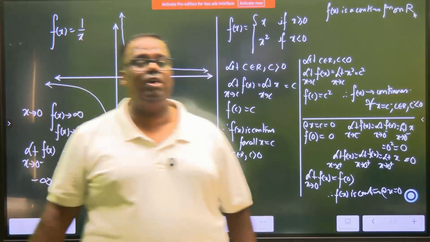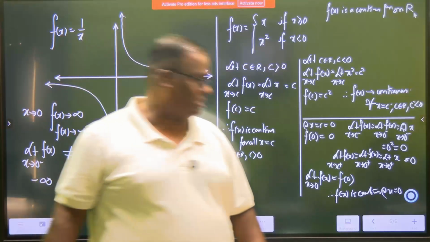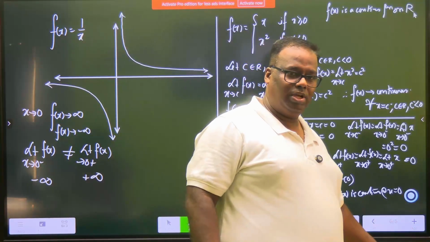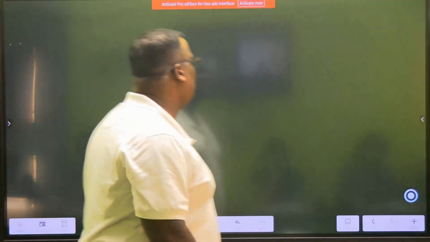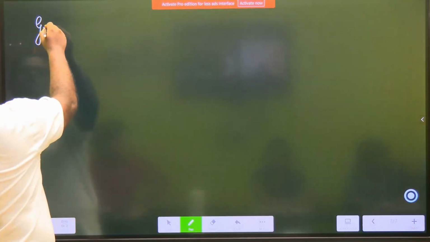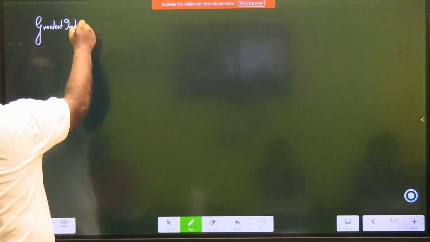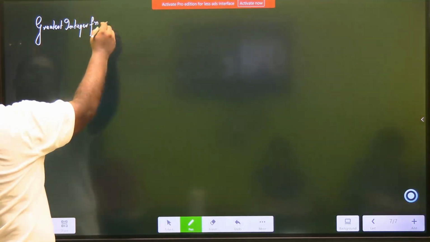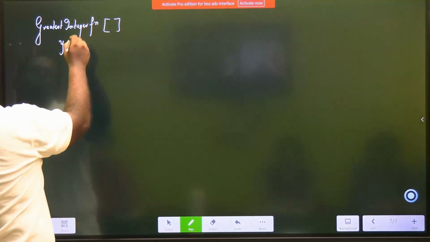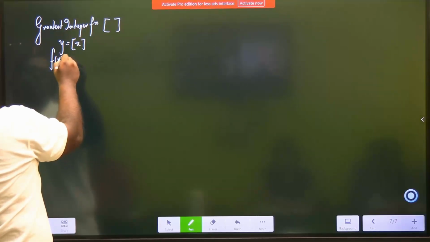Do you know this function called the greatest integer function? Okay, let's discuss that. That's the 11th topic. Let's discuss that topic first. Can I go ahead? Okay. We talk about a function called the greatest integer function, and we denote it like this, y equal to the greatest integer of x, or we write it as f of x equal to the greatest integer of x.